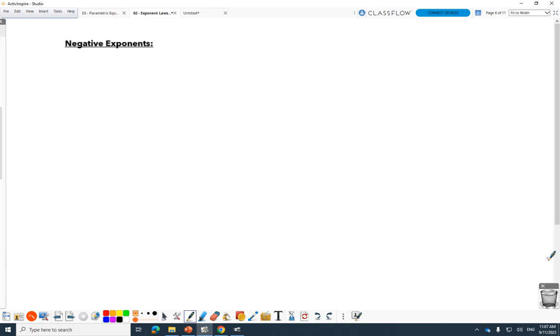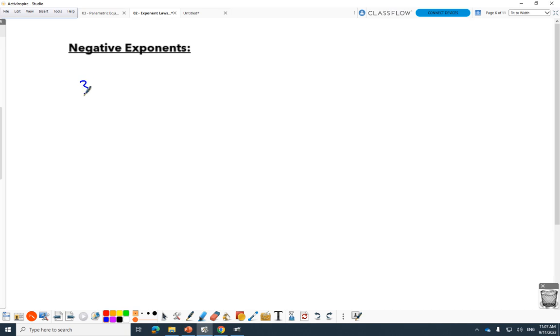Now negative exponents. I touched on negative exponents, and I'm hoping I can explain this in just the right way, where you go, oh, no problem, I understand it. Using it, that's trouble, but understanding it. So I'll do my table again.